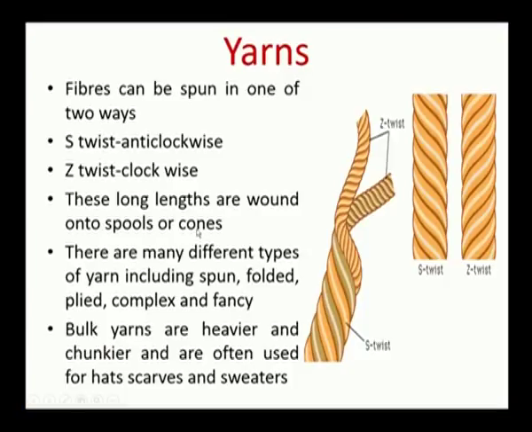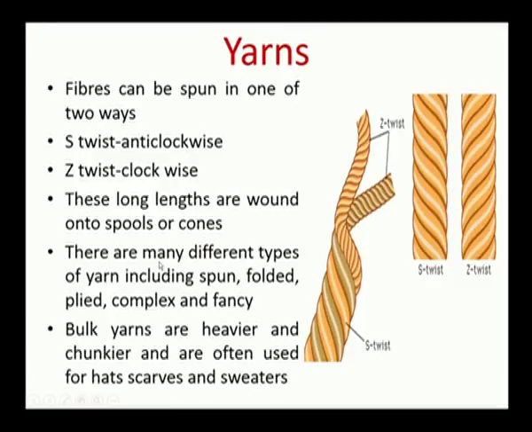One is clockwise or counterclockwise. If it is S, it means counterclockwise or anti-clockwise, and Z is clockwise. So, both ways you can make yarns, and these long lengths are wound into spools or cones. We can shape them into whatever shape we like, such as spools or cones.